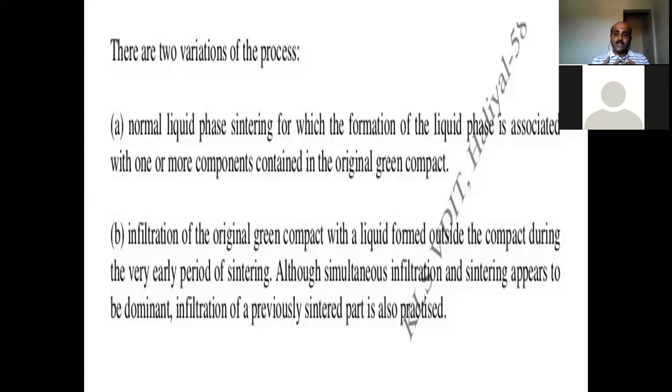Then the second process is you can have this wetting liquid outside. That is what we call infiltration of the original grain compact. You form the wetting liquid outside the compact, and you use it at the early period of the sintering. That is infiltration of the original compact with the liquid formed outside the compact. So you form the wetting liquid outside the grain compact, and you make the liquid enter, or get absorbed by, the grain compact, and this takes place at the very early period of the sintering.